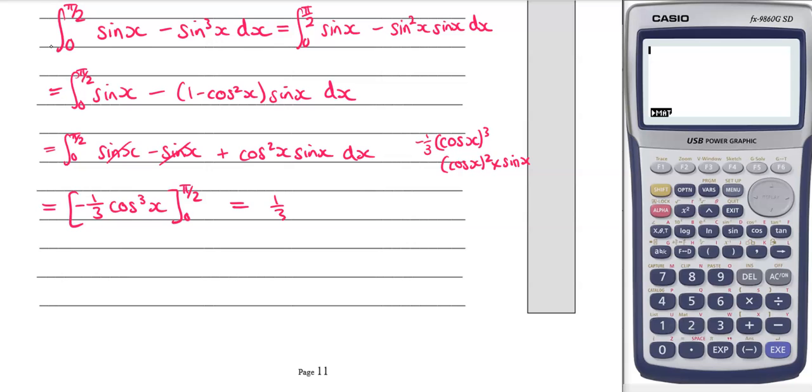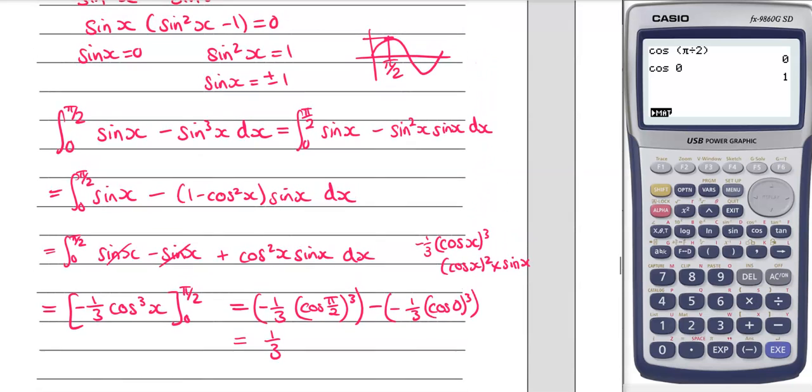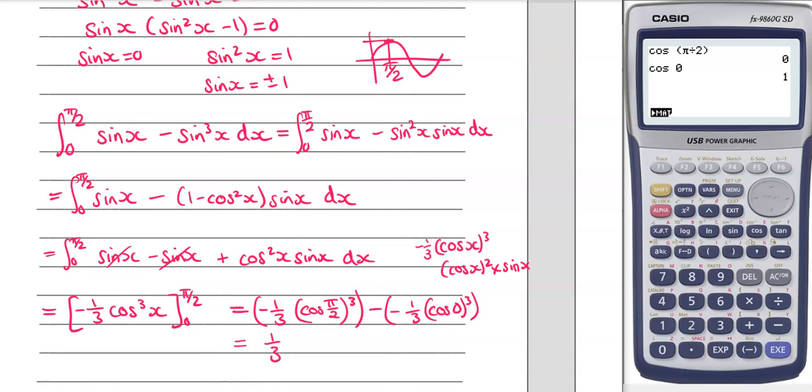Substituting in looks like this. Now cos of pi by 2 is 0, so that first bracket's gone. And then cos of 0 is 1, so we just end up with a third. And well done if you made it through that one. That was quite a tricky one that takes quite a lot of thinking outside of the box to do that one.